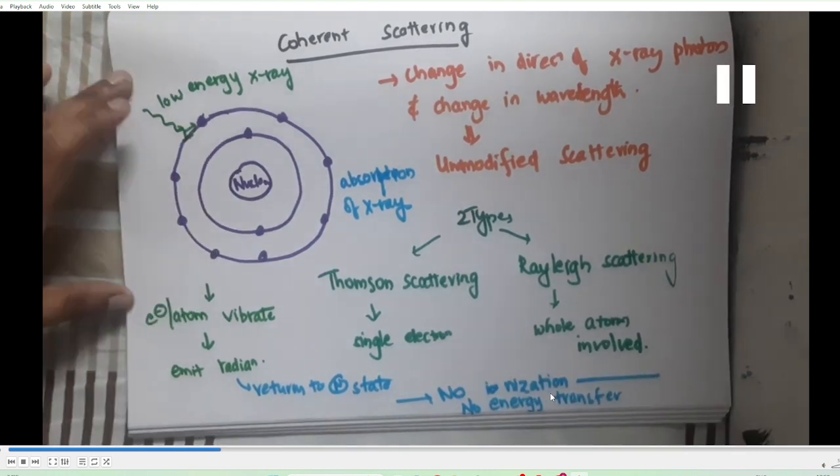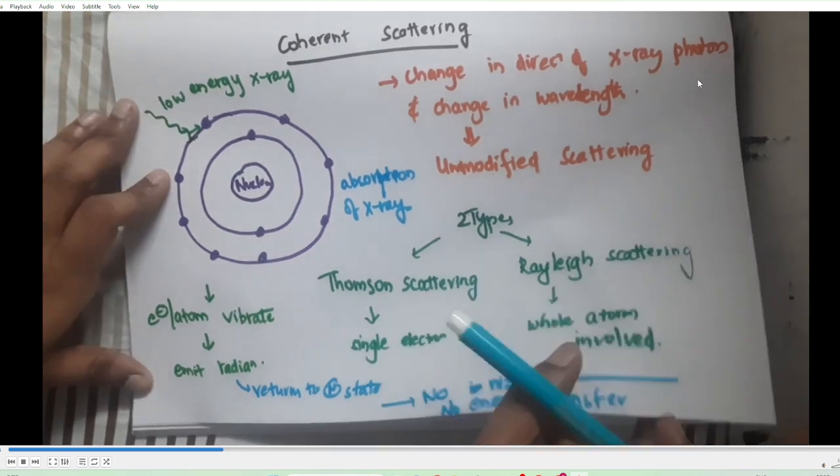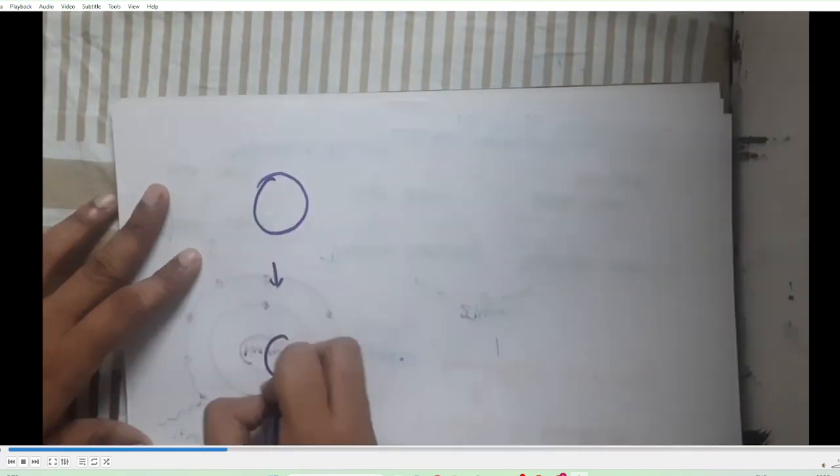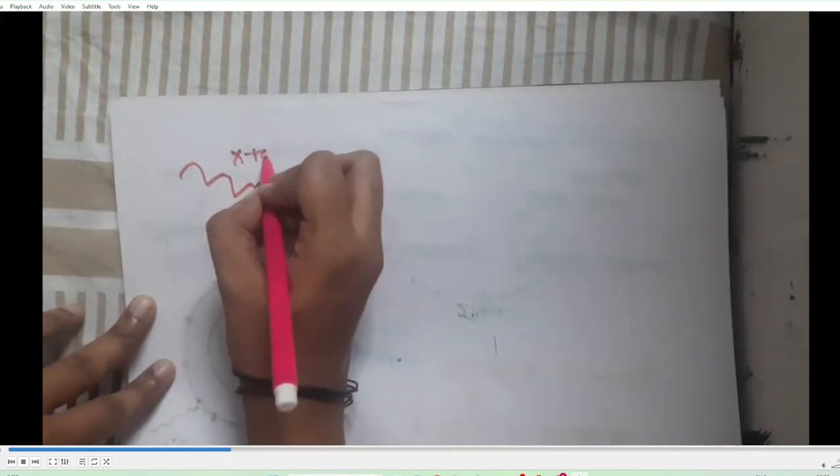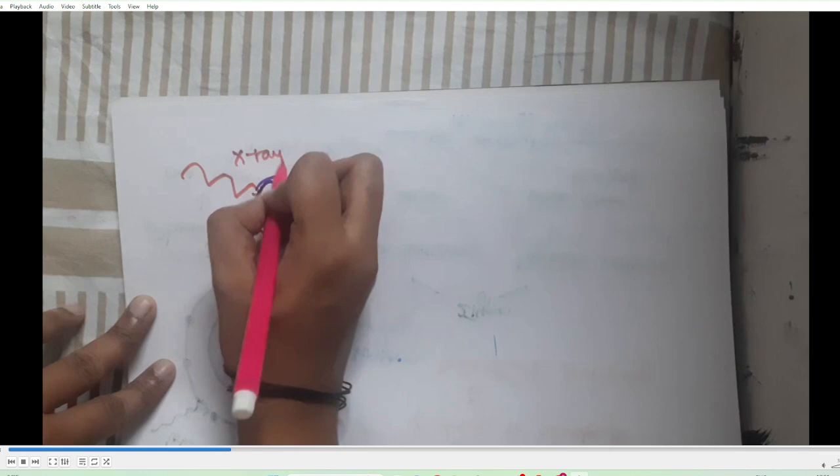This is the only type of interaction between X-rays and matter which does not cause any ionization. To produce an ion pair, the photon must transfer energy to the atom. But in coherent scattering, no energy transfer and no ionization occurs. Its only effect is to change the direction of the incident radiation. The percentage that undergoes coherent scattering is very small compared to other basic interactions.